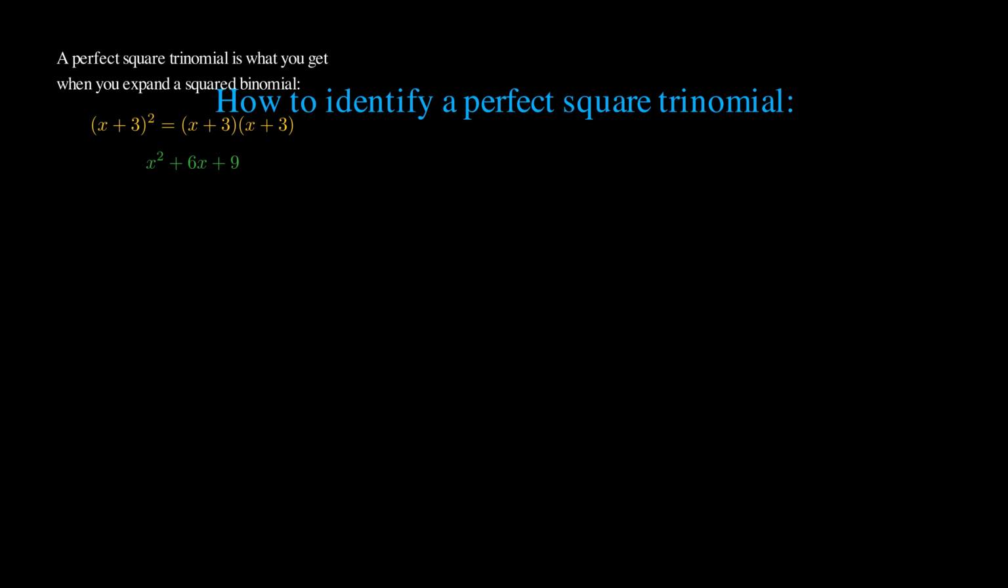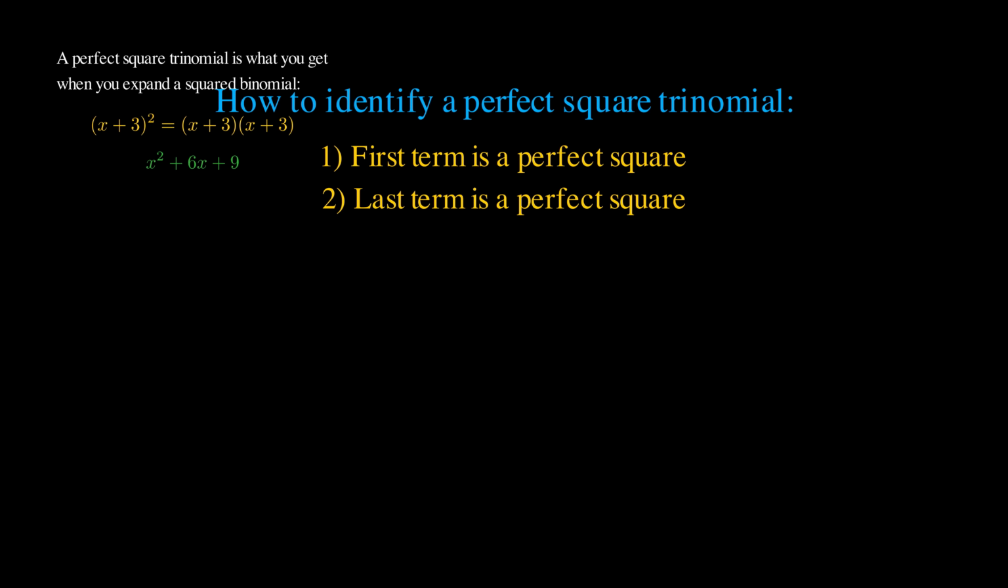Here's how to check if a trinomial is a perfect square. First, the first term must be a perfect square. Second, the last term must be a perfect square. Third, the middle term must equal 2 times a times b.